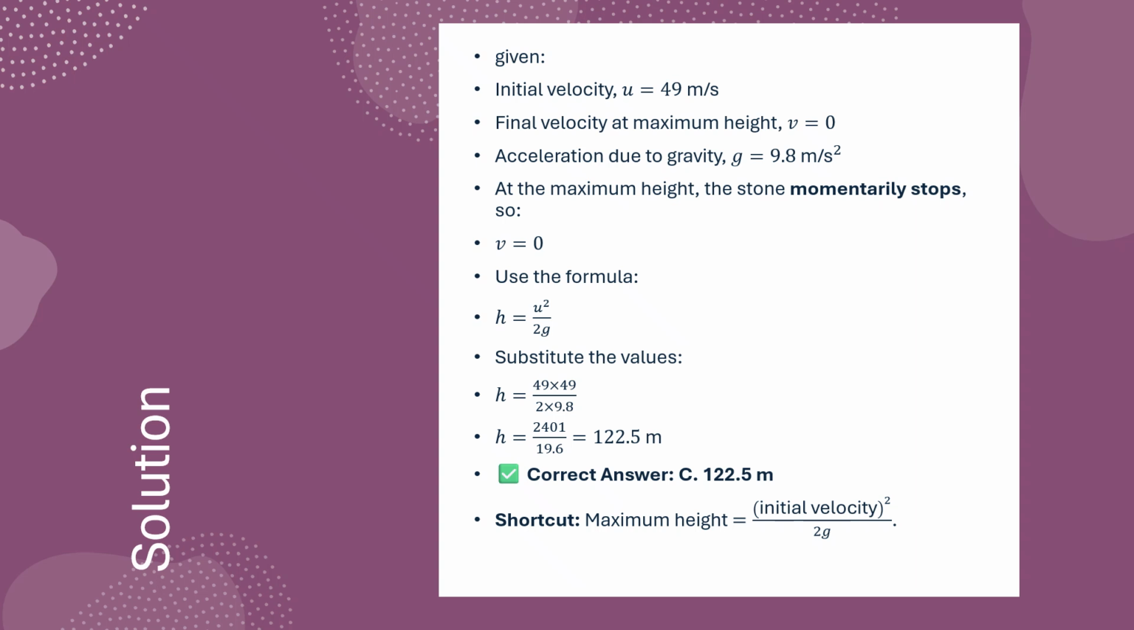We have the solution. Initial velocity is 49. Final velocity at maximum height is 0. Acceleration due to gravity is 9.8. At the maximum height, the stone momentarily stops, so the final velocity is 0, and using this formula you will get the answer. There is a shortcut also. You can apply this formula also to get the answer.